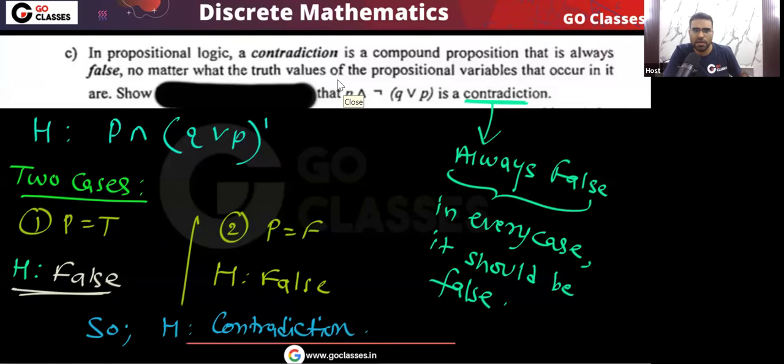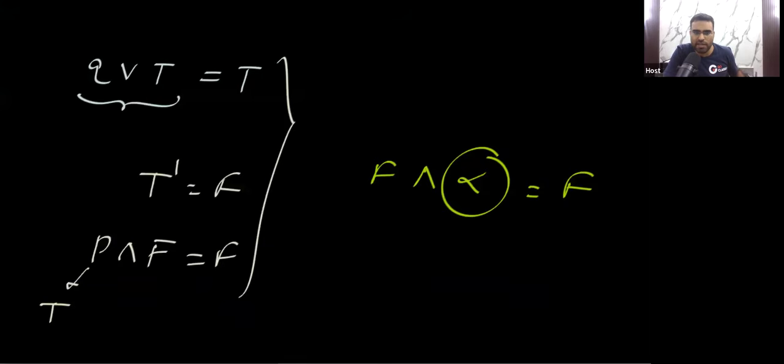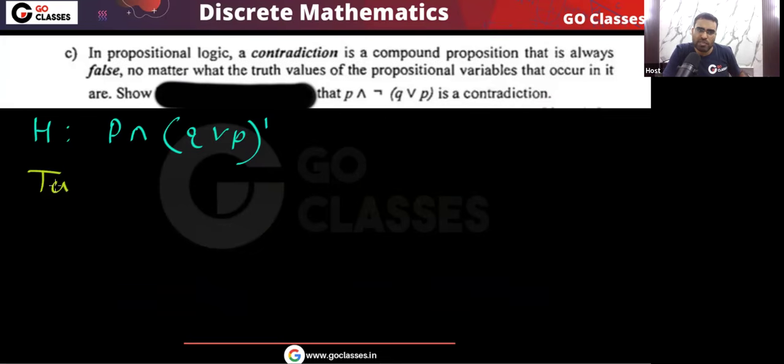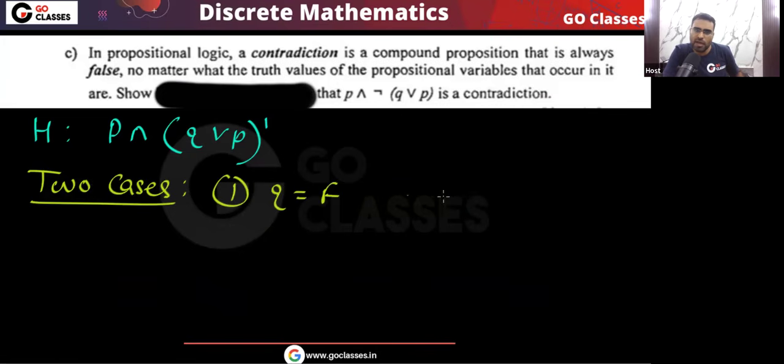Is this clear? Now, let me tell you that you can take variable q also. You can pick any variable and you can solve the question. For example, if you don't want to pick variable p, you can pick variable q. Remember, we want to cover all the cases. If I pick variable q, how many cases are possible? Only two cases are possible. One case will be when q is false, another case will be when q is true, because q is a propositional variable.